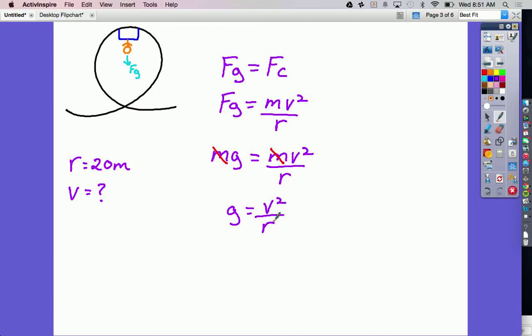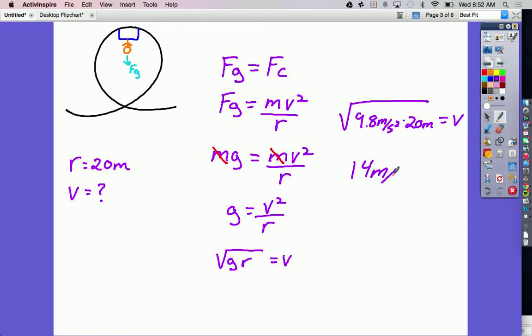Now I rearrange that equation for v, and I get the square root of g times r is my velocity. So that's the square root of 9.8 meters per second squared times 20 meters, giving me the velocity, and that will be 14 meters per second for speed.